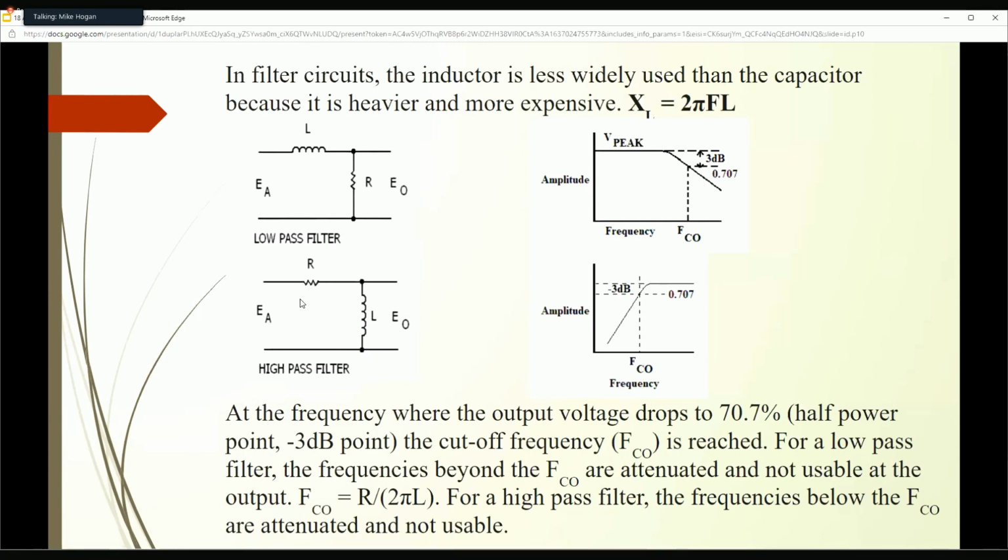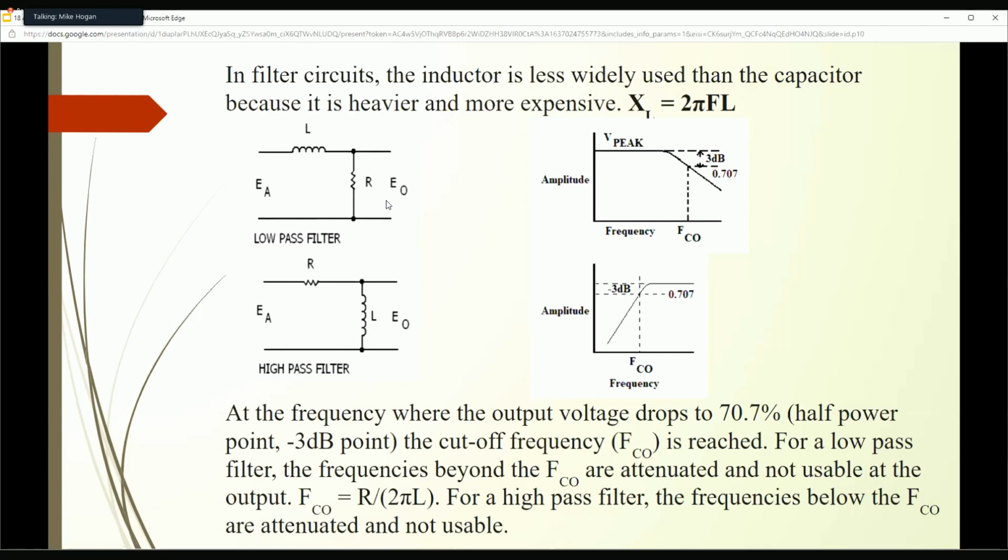is developed across the inductor, compared to the smaller amount of voltage drop across R. A large amount of voltage is developed across the inductor, and so we would call that a high pass filter, because this voltage is going to be available at high frequencies. The voltage across this resistor would be a low pass filter, because I get that voltage at low frequencies.